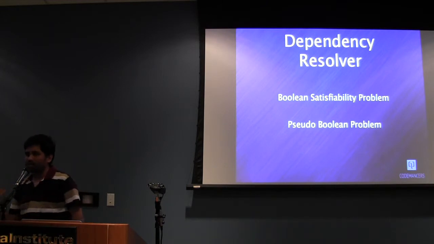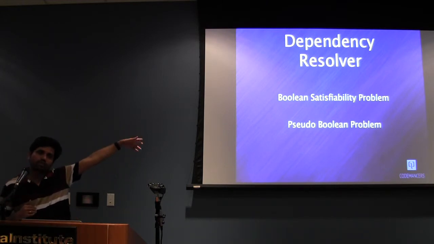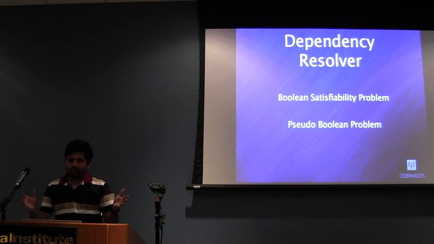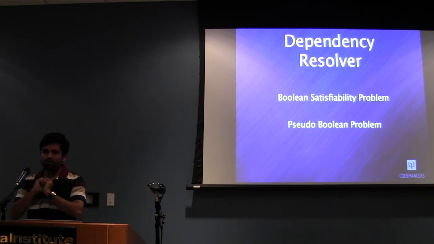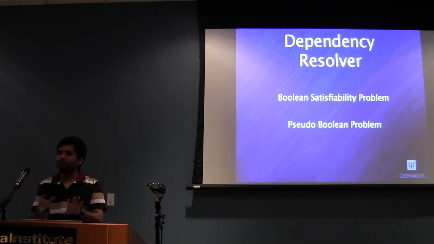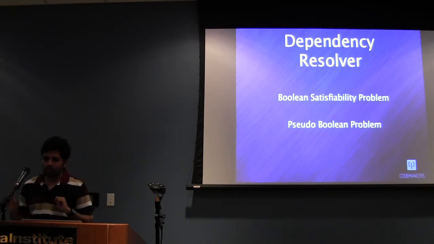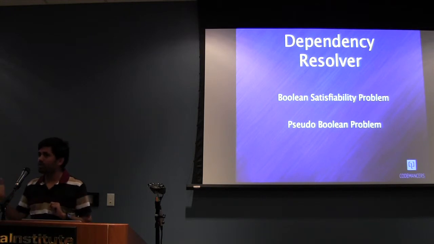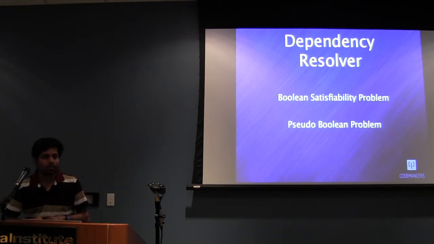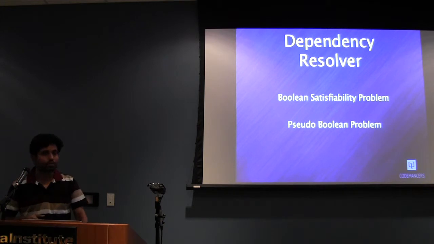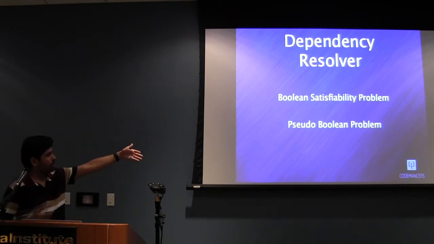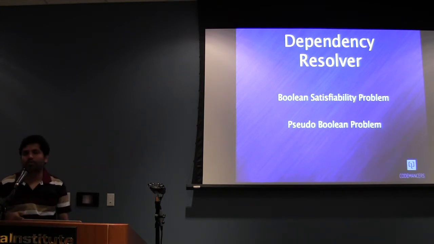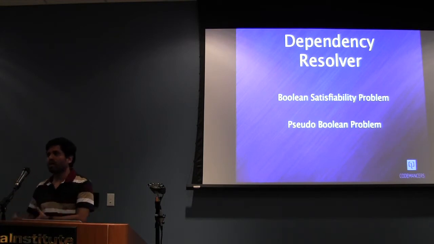So that's one. And the problem with Boolean satisfiability is that, given a set of five gems, it will tell you which gems should be installed, say these three. It doesn't optimize for which highest version to install. Generally, when you have Rails greater than 3.0.0, you probably want Rails 4.0 to be installed. So there's another class of problems called the pseudo-Boolean problem, which is a kind of subset of the Boolean satisfiability problem, and there are libraries for that as well.